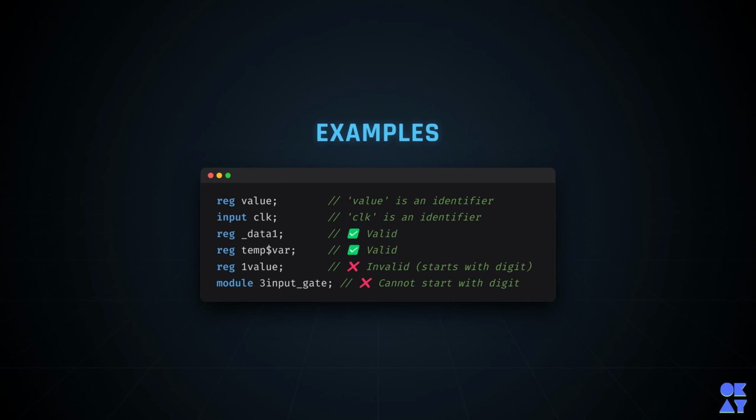Keywords like reg, logic, int, and wire are data types in Verilog and SystemVerilog. We will study data types in detail later. For now, focus only on identifier naming rules.